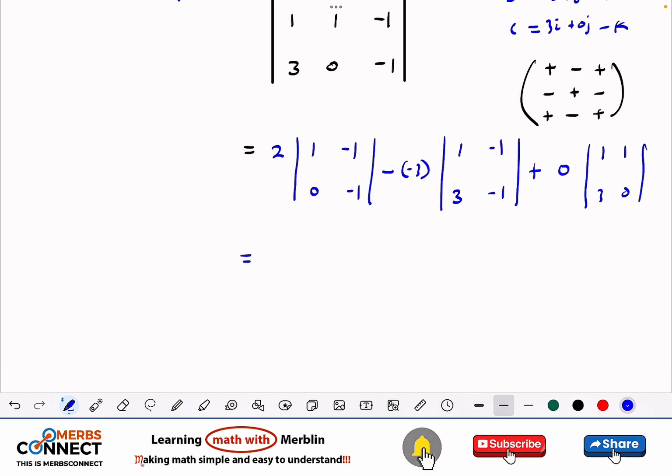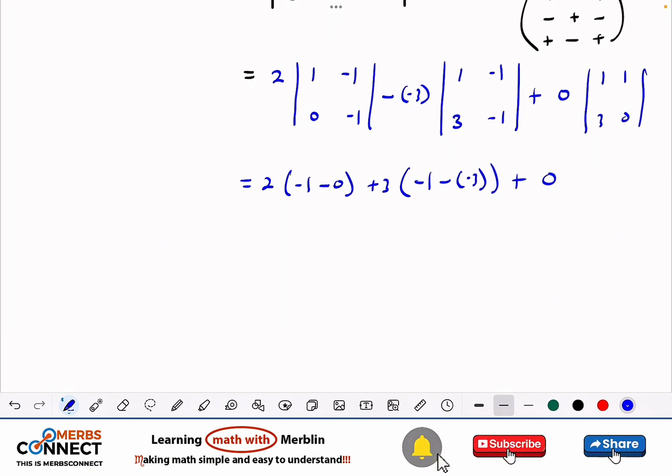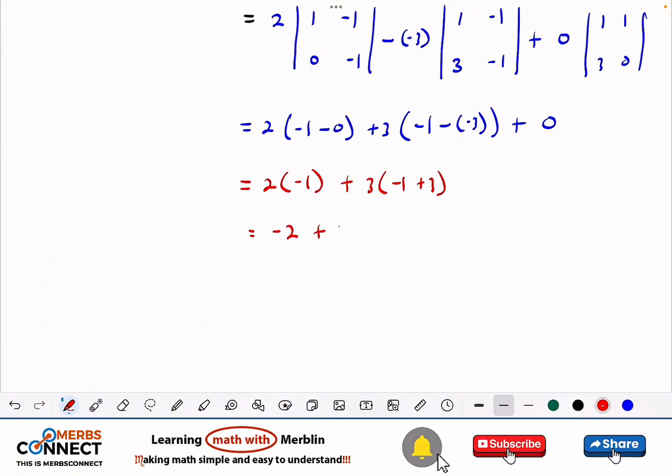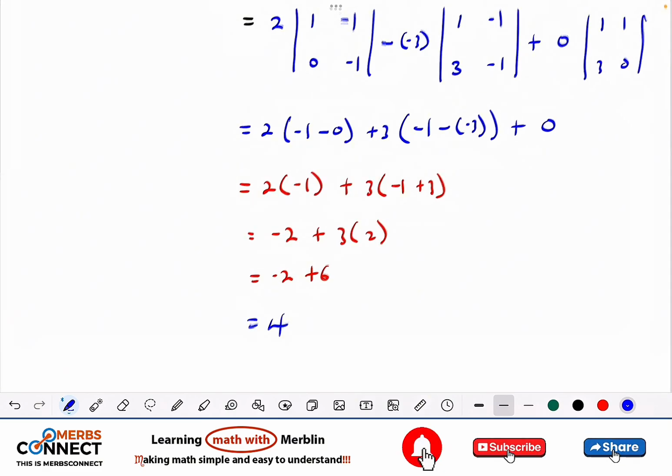Okay, let's solve. So this is 2, and let's find the determinant of the 2 by 2. I multiply this one by this, minus, I multiply this one by this. So this is going to be minus 1 times 1 is minus 1, minus 0, plus 3. Same thing here, this times this first. So minus 1. This and this will be minus minus, so minus minus 3, plus this one will just go to 0. So this is 2 times minus 1, plus 3 times minus 1 plus 3. This gives us minus 2 plus 3 times 2, minus 2 plus 6. And this is going to give us a big 4.